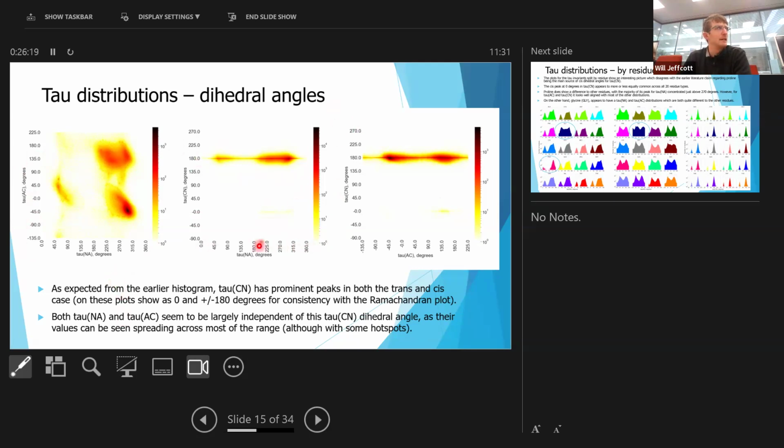From these plots we can see that tau CN has a less prominent peak at 0 and a more prominent peak at 180, the cis and trans cases, as we mentioned previously. In both of these plots, it seems that tau NA and tau AC don't really depend on tau CN too much, because they have a range of values across the entire 0 to 360, or minus 135 to 225. So there's not too much dependence there.